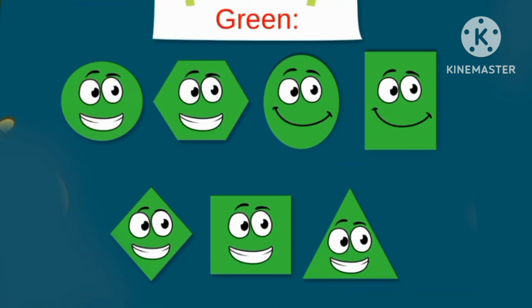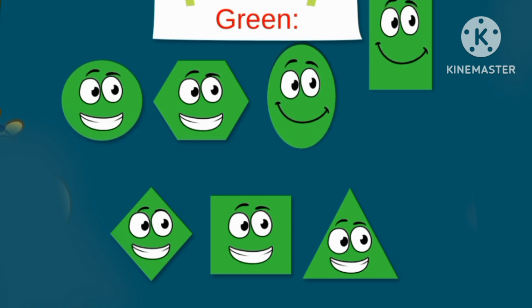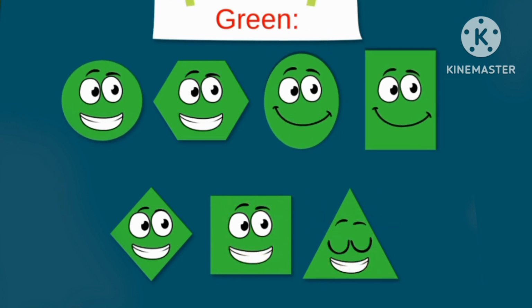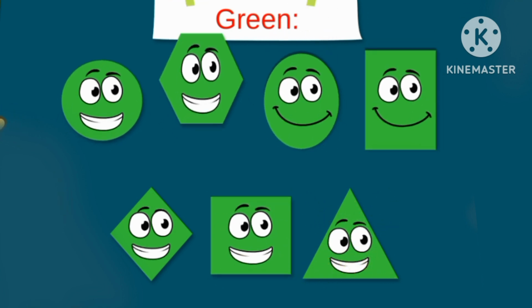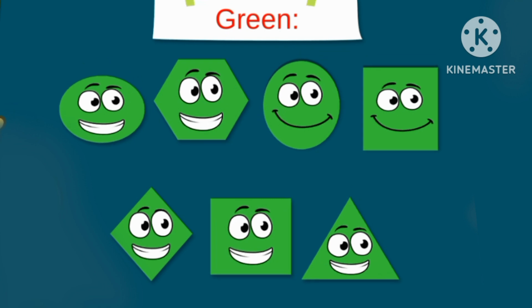Green. Green circle. Green hexagon. Green oval. Green rectangle. Green rhombus. Green square. Green triangle. Green.